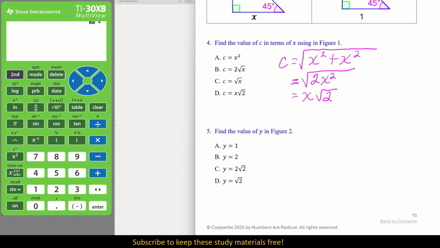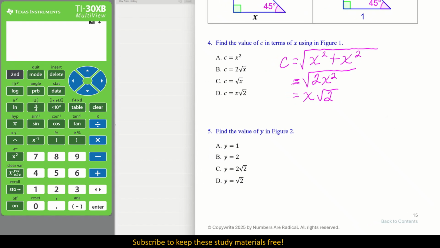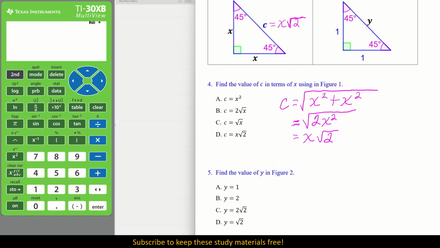Find the value of y. Oh, let me scoot back down. Sorry, guys. You want to see the diagram, right? Okay, it'll be the second one with y. Find the value of y in figure 2. Okay. Well, what do we really need to do here?